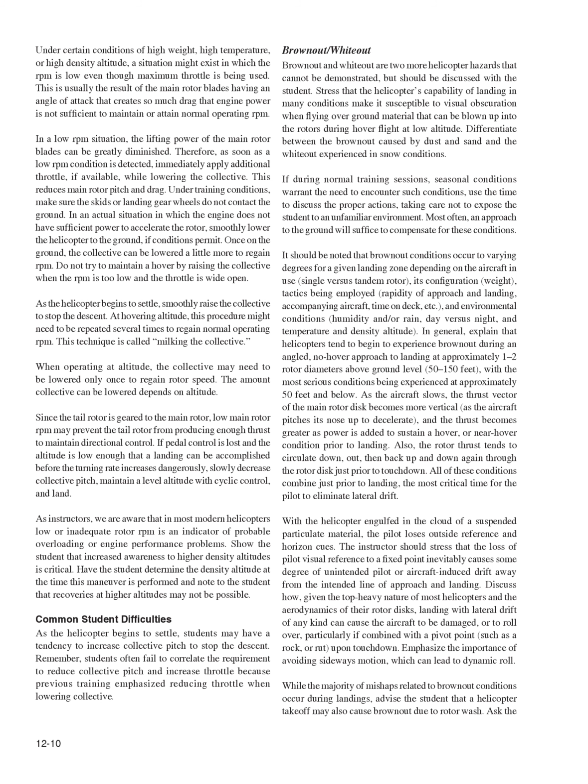Since the tail rotor is geared to the main rotor, low main rotor RPM may prevent the tail rotor from producing enough thrust to maintain directional control. If pedal control is lost and the altitude is low enough that a landing can be accomplished before the turning rate increases dangerously, slowly decrease collective pitch, maintain a level altitude with cyclic control, and land.